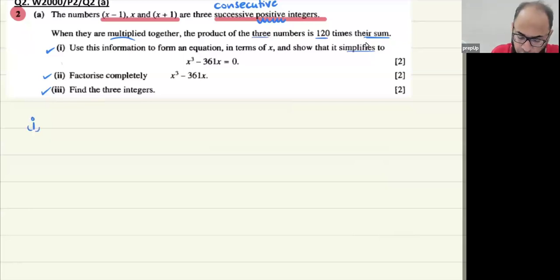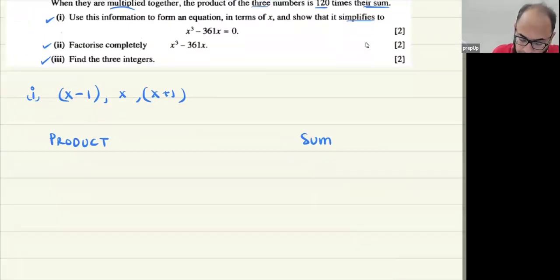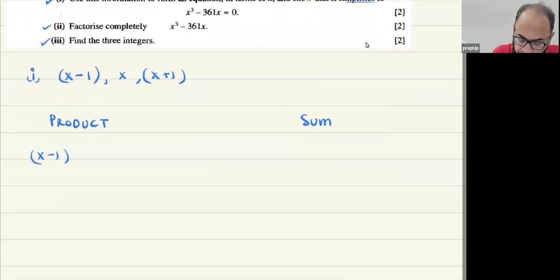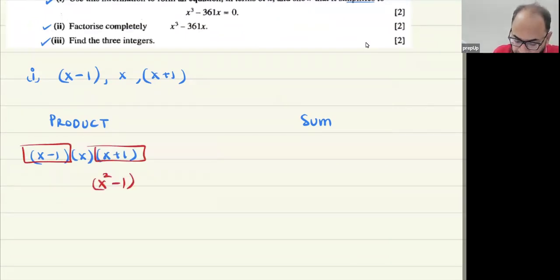First of all, the three numbers are x minus 1, the next one is x, the next one is x plus 1. So one number is x, one is lesser than x, the other one is greater than x. If I talk about the product, it is x minus 1 into x into x plus 1. Let me first multiply these two, x minus 1 into x plus 1, that is x square minus 1. Times x, this is x cube minus x. If I talk about the sum, simply add it up, that is x minus 1 plus x plus 1.